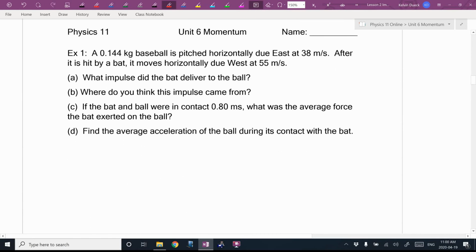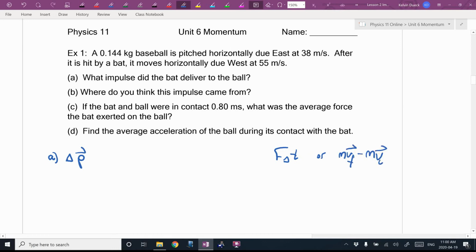Let's look at one. Example 1. A 0.144 kilogram baseball is pitched due east at 38 meters per second. After it's hit by a bat, it moves horizontally due west at 55 meters per second. Part A says, what impulse did the bat deliver to the ball? Now remember, impulse is change in momentum. I have two ways I can calculate that. That's why I said this is sort of a 3-in-1 equation. I can use force times time, or I can use mv final minus mv initial.